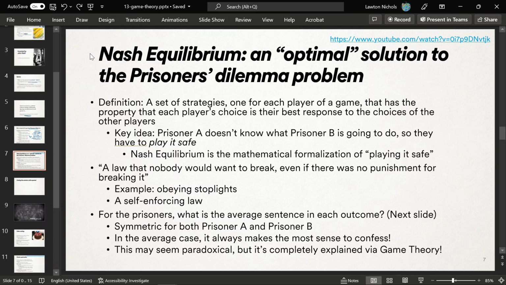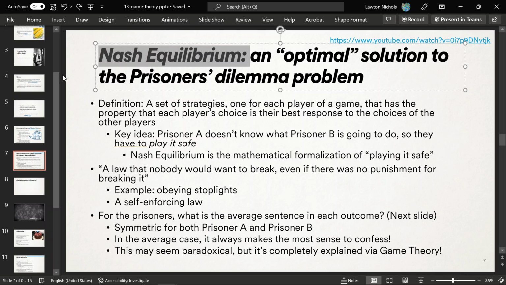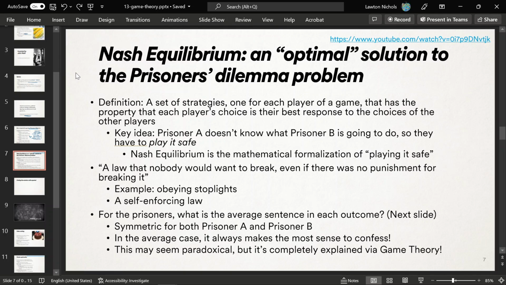And so this is one of the first key things that happened in game theory, that was invented by John Nash. He came up with this concept of a Nash Equilibrium, okay, which is a, quote, optimal solution, an optimal way to play this game, okay? And it's going to go against some of our intuition, which is nice. So here's what a Nash Equilibrium means, okay?